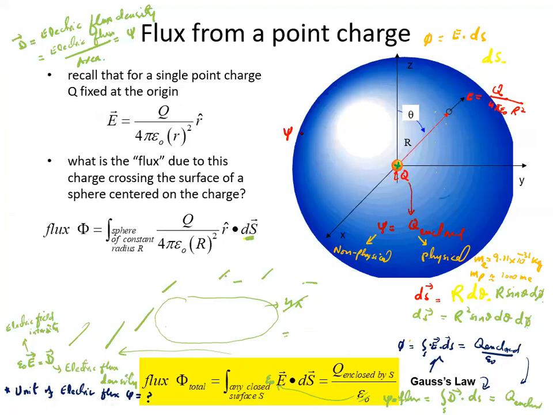Look here. What is psi? Psi is the electric flux. What is Q? Q is the charge. So, what's the unit of charge? Coulomb. Yes, of course, they are equal.